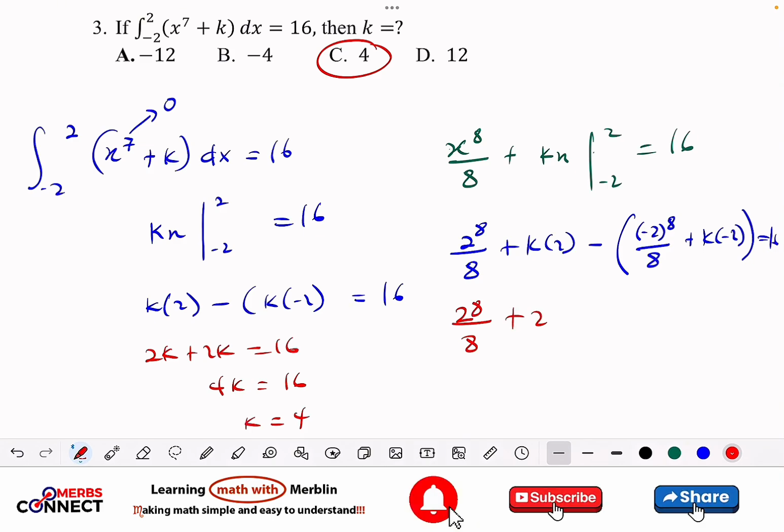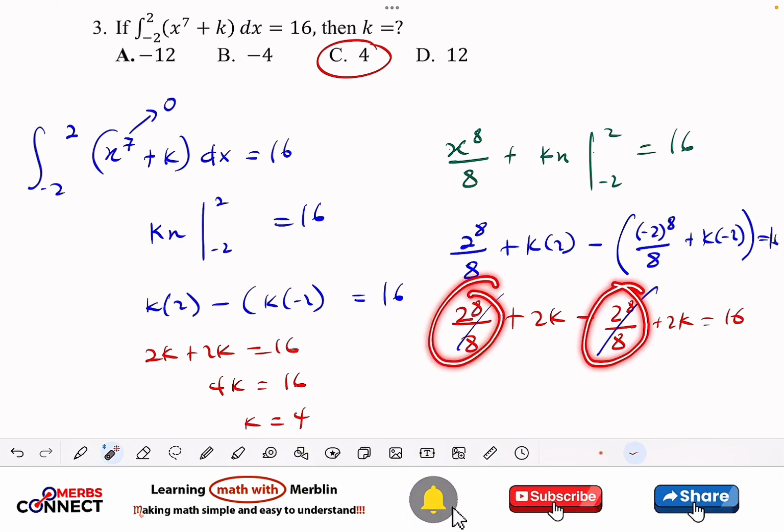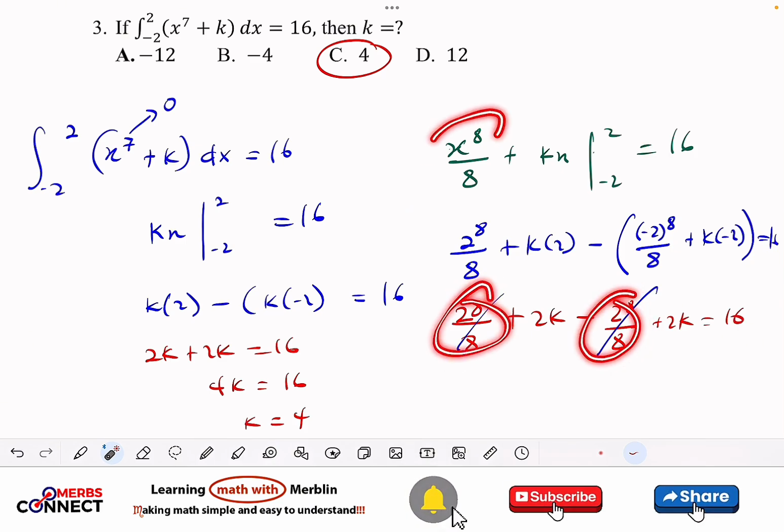Plus 2k minus, when I multiply through the minus, since this one is even, this one becomes positive. So I'm still going to have 2 to the power 8 divided by 8. And then minus and the minus here become positive. So I'm going to have plus 2k, which is equal to 16. So you see that this will cancel this. This and this is coming from this function that we have here.